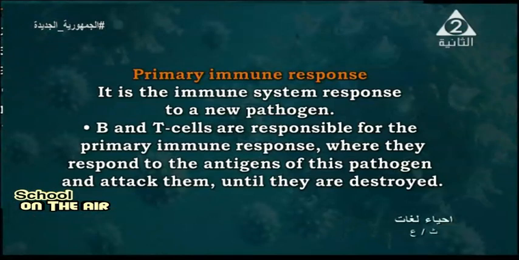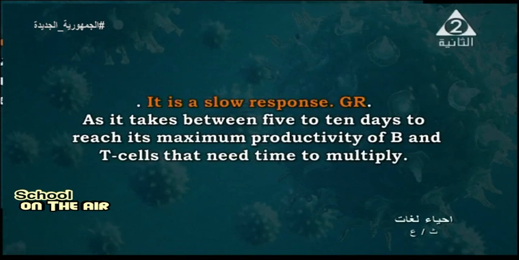Primary immune response, where they respond to the antigen of this pathogen and attack them until they are destroyed. It is a slow response. The primary response is slow, as it takes between 5 to 10 days to reach its maximum. It is slow because it takes from 5 to 10 days to reach the maximum productivity of B cells and T cells, which need time to multiply.